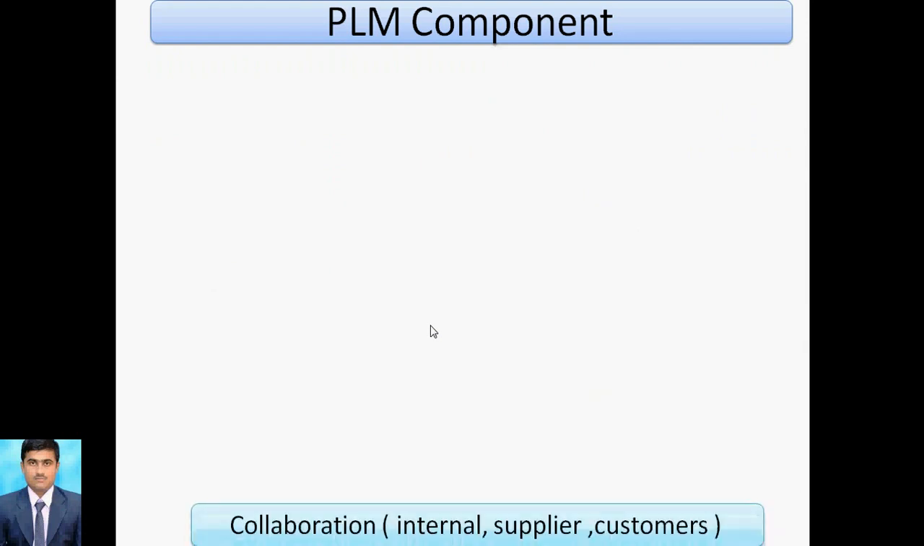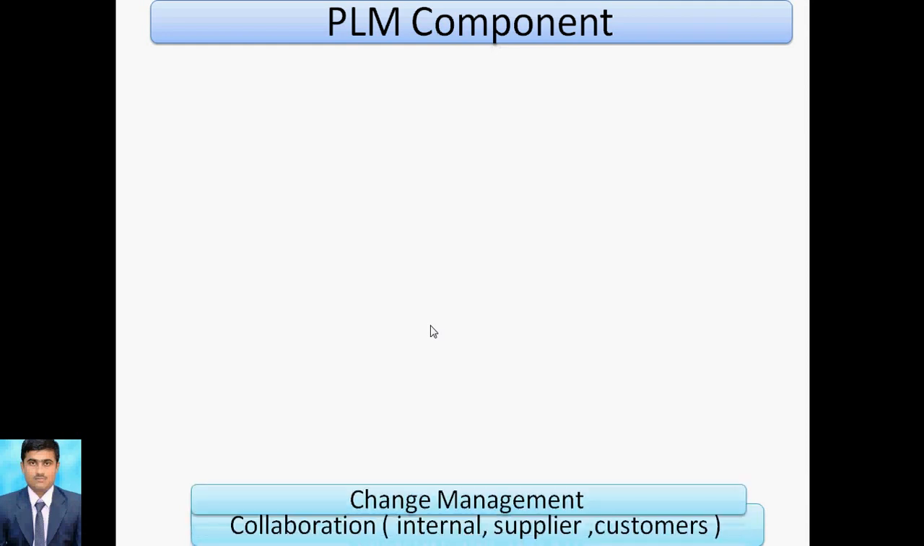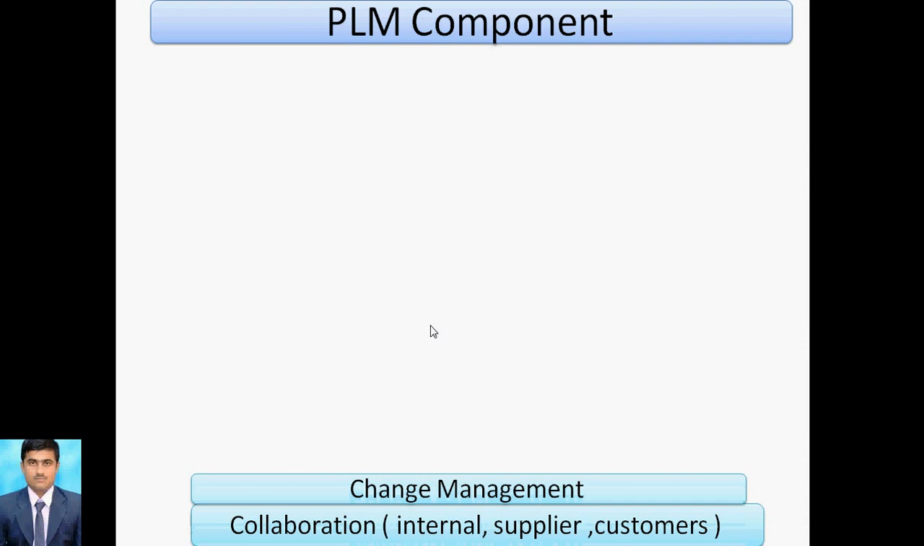Now the next point is PLC component. In the PLC component, collaboration between internal, supplier and customer is required, because while improving the PLM system, we require the help of internal stakeholders, suppliers, and customers. With their help we can modify the characteristics of products. The next is change management. As per the need of the product, we can improve the strategies for the product.